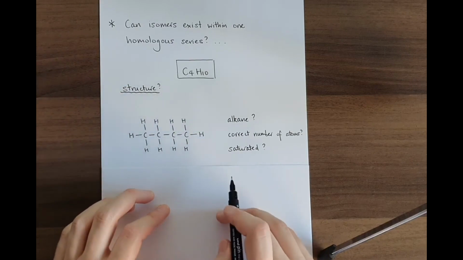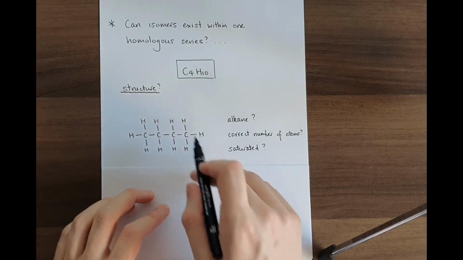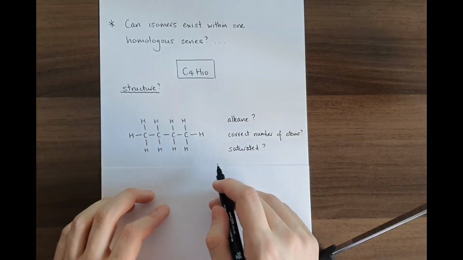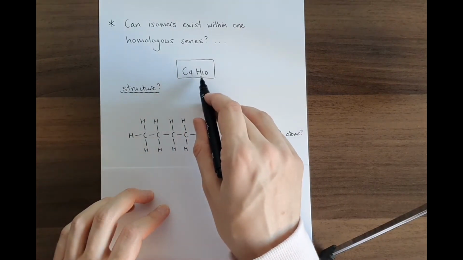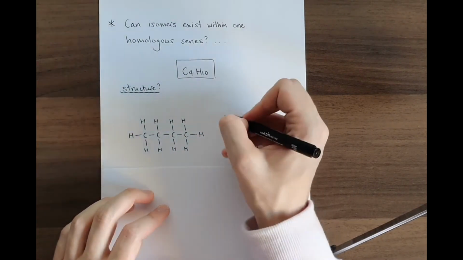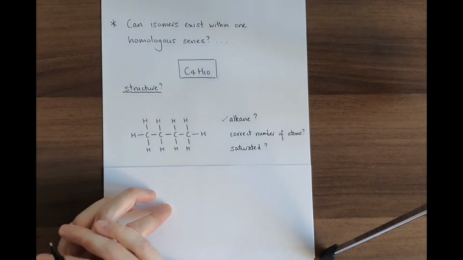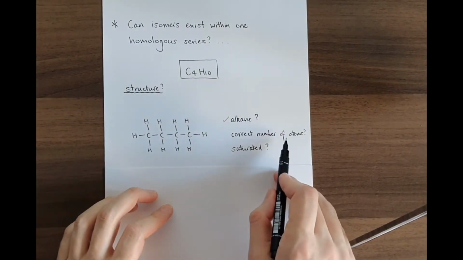So is it an alkane? Well, yes it is, because it follows the general formula of the alkanes, CnH2n+2. So yes, it is an alkane. Does it have the correct number of atoms?